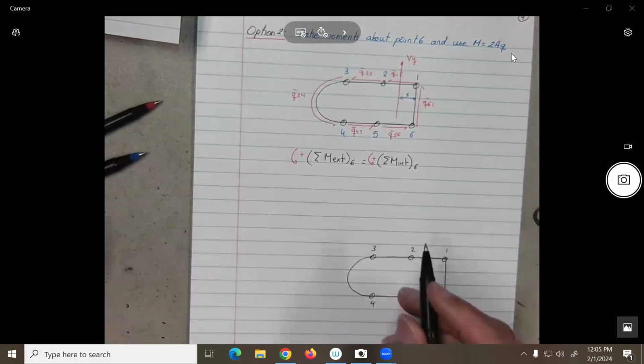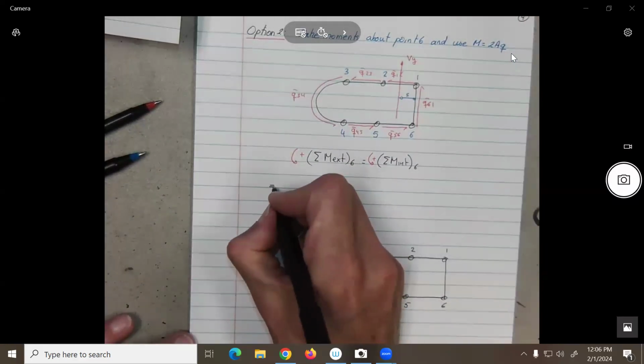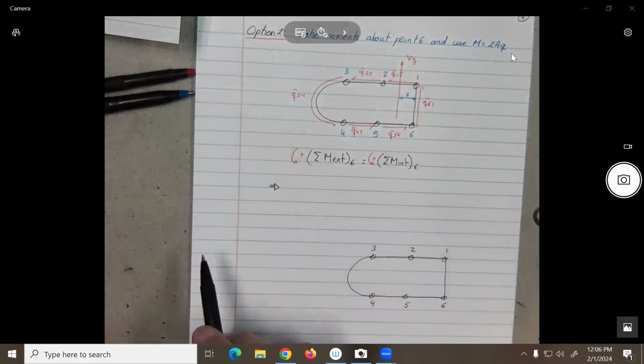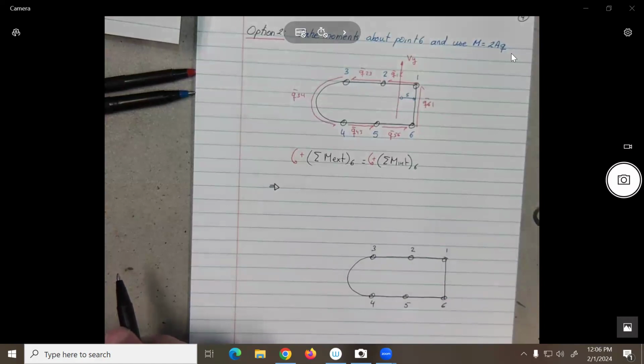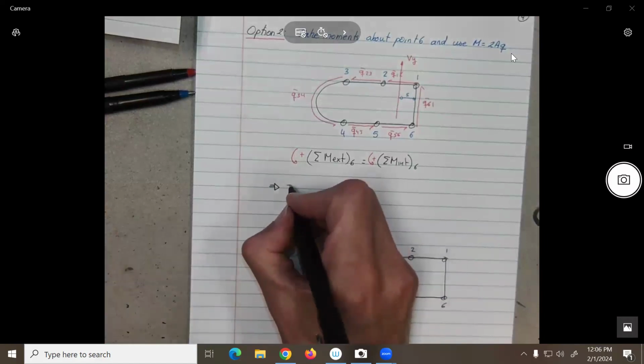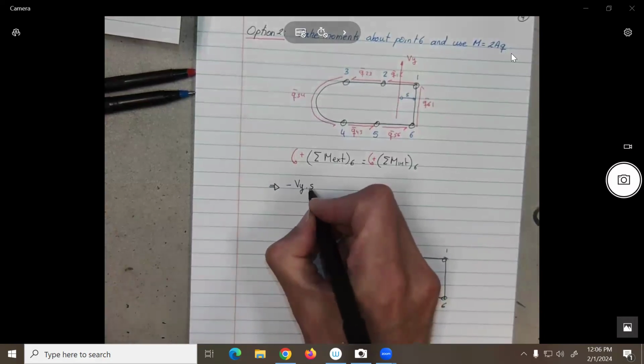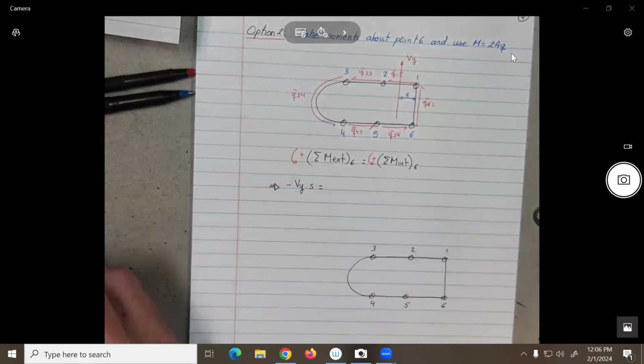Okay, so the good thing is that the left-hand side, nothing's going to change. I mean, what will be the moment created by the left-hand side? The external, about 0.6. Will the moment be clockwise or counterclockwise? Clockwise. So that means that will be negative, no? So we have minus Vy times what? S. Okay, now, here we go.